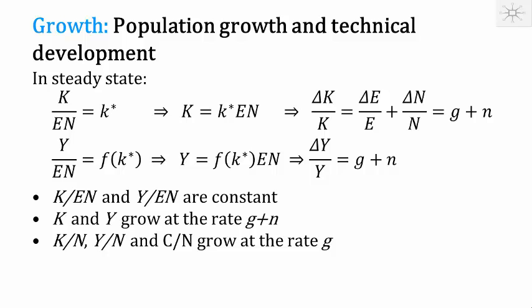So what did we find? We find that on this balanced growth path, or what we also call steady state, capital per effective worker and production per effective worker are constant. Capital and income grow at the rate g plus n. So the intuition is very simple. The driving forces for growth are technological growth and population growth. And that is what drives the growth of capital and income. And capital and income must both grow at the same rate, g plus n.